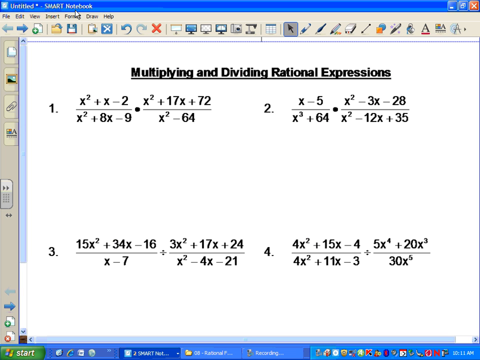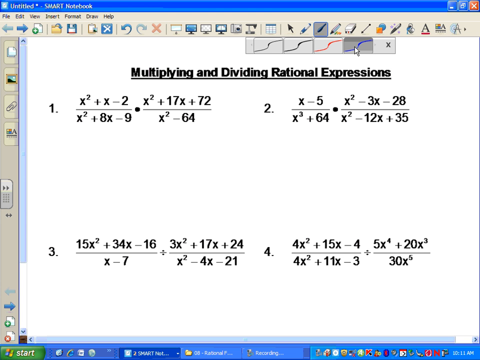In this lesson, we'll be multiplying and dividing rational expressions. The main thing you need to remember when you multiply and divide rational expressions is that you need to factor first. Remember, you cannot cancel across addition or subtraction, so make sure you factor first.